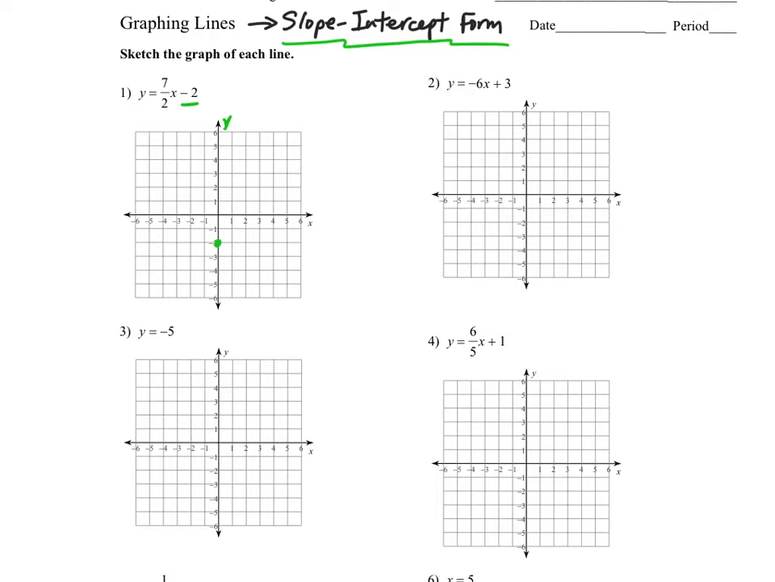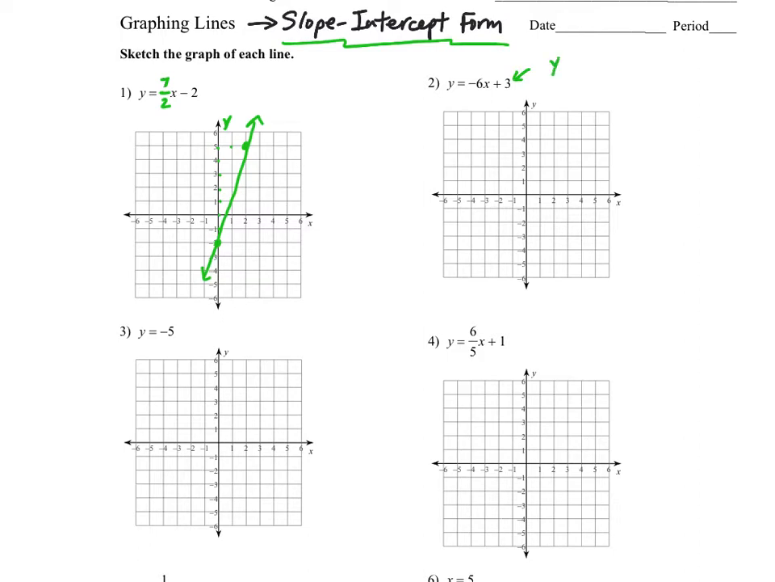Now the slope that we can see is 7/2. So I'm just going to go up 7 over 2, and then I'll be good. Up 1, 2, 3, 4, 5, 6, 7 over 2. I plot a point. How many points do you need to make a line? Just 2 points. So I got my y-intercept, then I got my slope, and I'm good to roll.